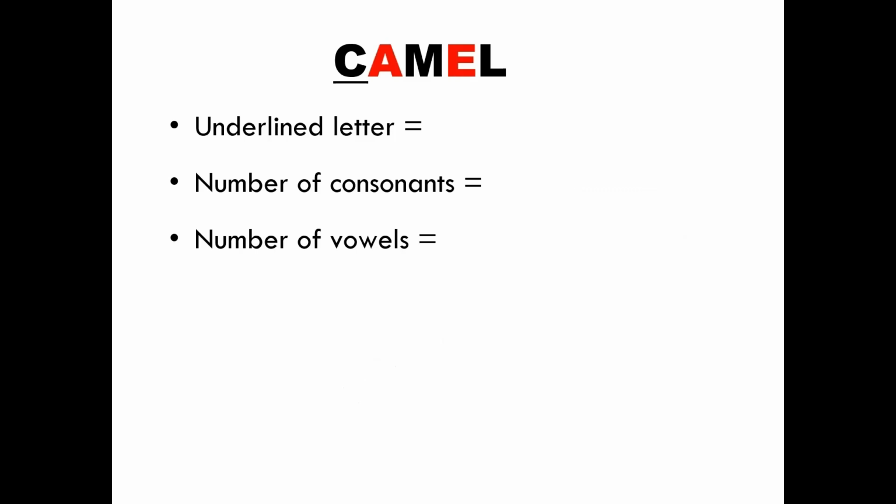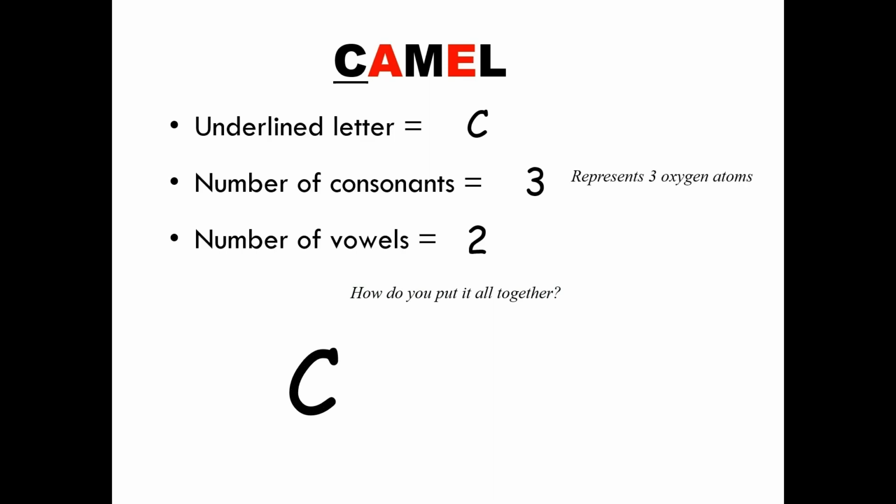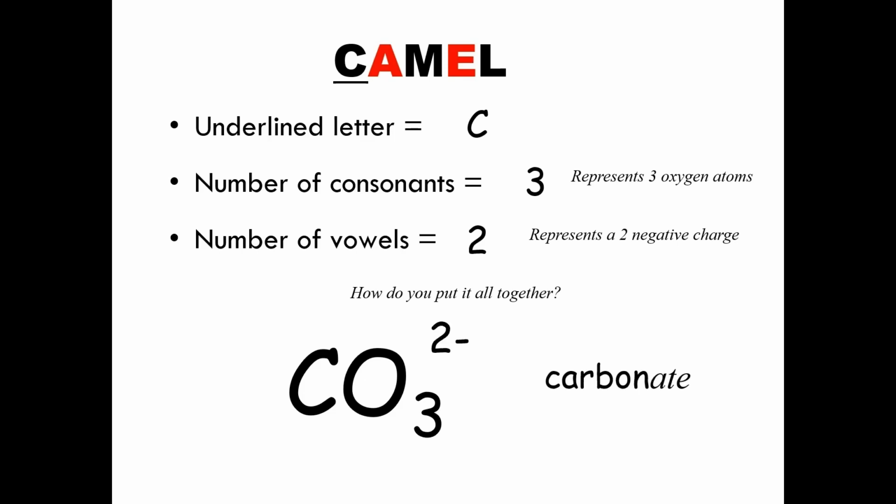The second word in the mnemonic is camel. The underlined letter is C, representing the element carbon. There are 3 consonants in this word and 2 vowels. So how do we put it all together? Well, the chemical formula for the polyatomic ion will start with C. The consonants represent the 3 oxygen atoms in this polyatomic ion, and the 2 vowels represents a 2 negative charge on this ion. The name of this polyatomic ion is carbonate.